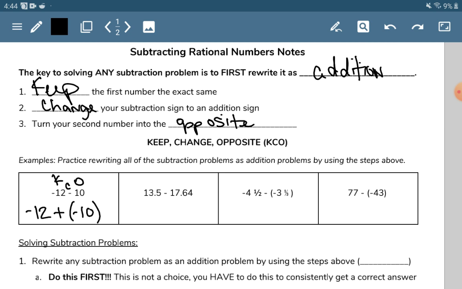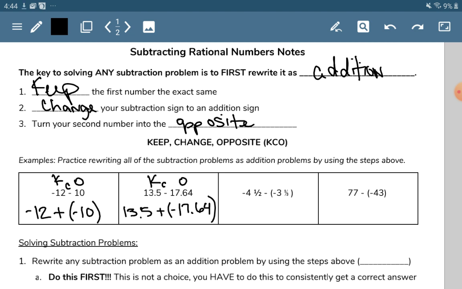Next one, we have 13.5 minus 17.64. We are going to rewrite this as addition using keep, change, opposite. We are going to keep 13.5. We are going to change the subtraction sign to an addition sign. And we're going to make that last number the opposite. It is a positive 17.64. So we are going to turn it into a negative 17.64. Sometimes kids struggle with knowing the sign of that last number, especially when there's not parentheses around it.